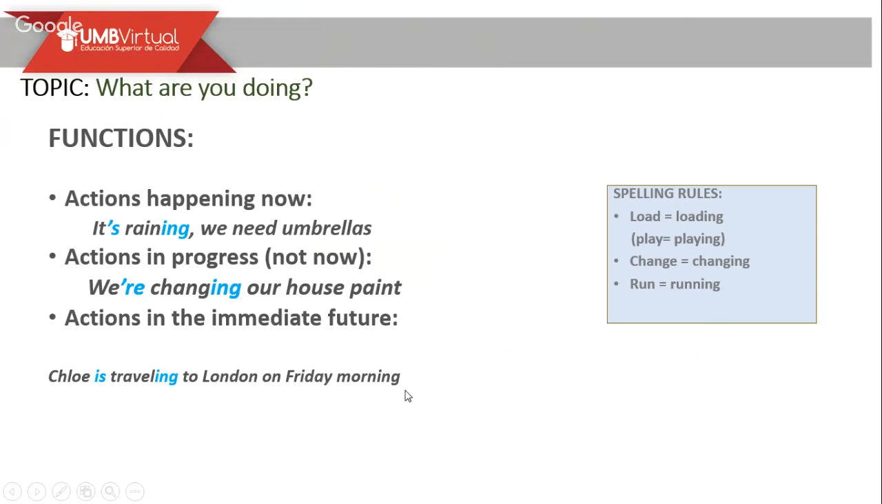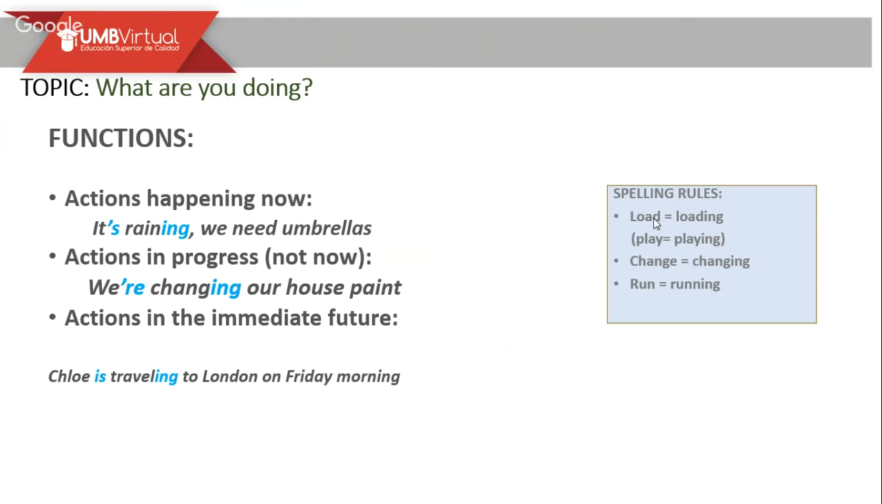Cuando nos referimos a una acción que va a ocurrir muy pronto, vamos a utilizar también el presente continuo y nos estamos refiriendo a this person is going to do an action later on, yeah, but it's in an immediate future, okay? Spelling rules.